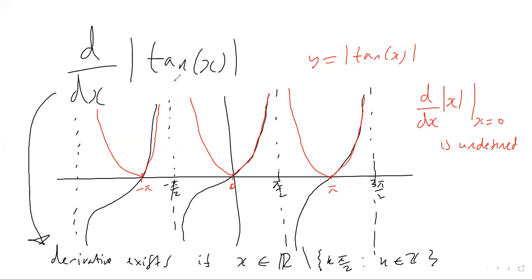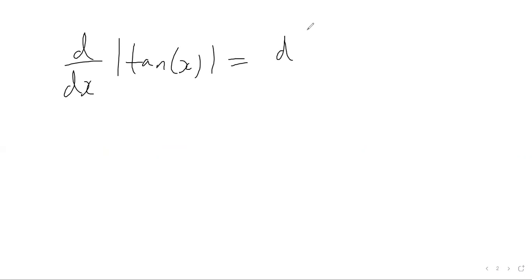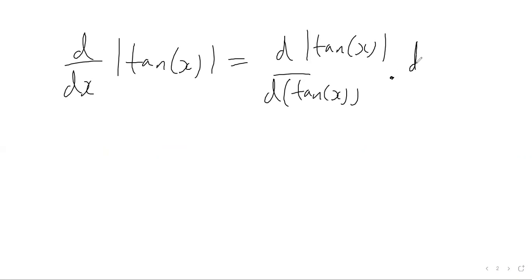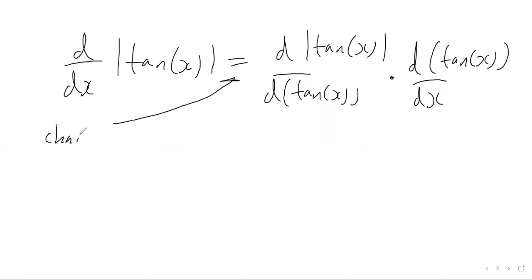Okay, great. So we now know where this function has an existing, defined derivative. Let's go and differentiate it. As I just said, this is going to be a case of using the chain rule. Applying our chain rule formula, we get the derivative of the modulus of tan x with respect to tan x, and then multiplying that by the derivative of tan x with respect to the variable x. Again, this is just an application of the chain rule.